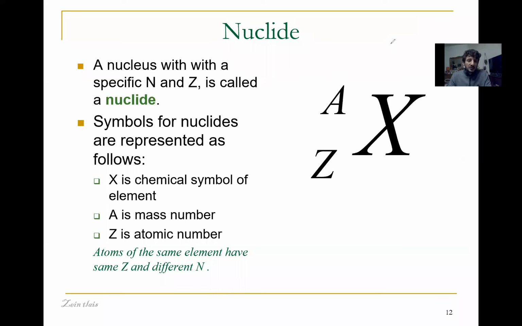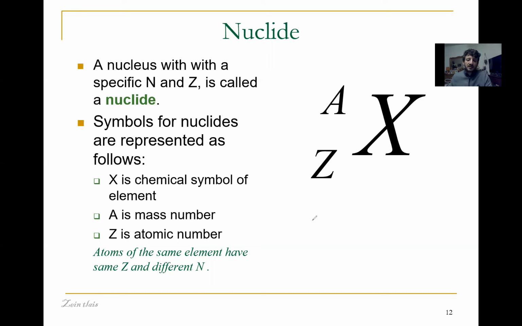Nuclide. Any nucleus with a specific number of N and Z is called a nuclide. For example, here I give you the symbol of any element. It can be calcium, potassium, hydrogen, with A the mass number and Z the atomic number. All the atoms of the same element must have the same Z.